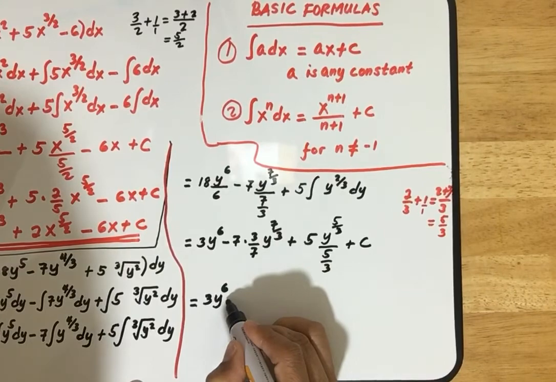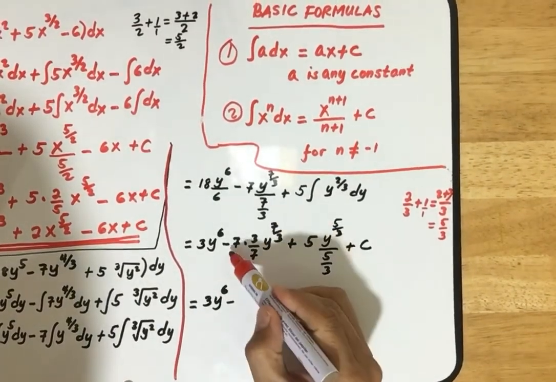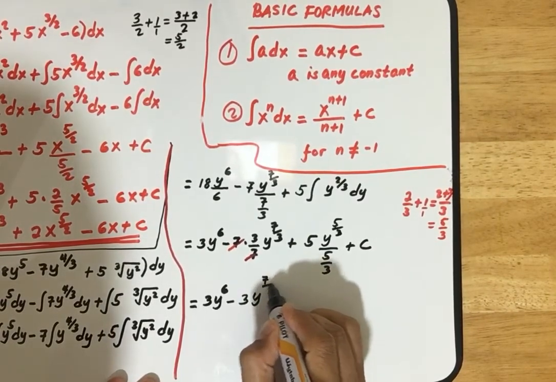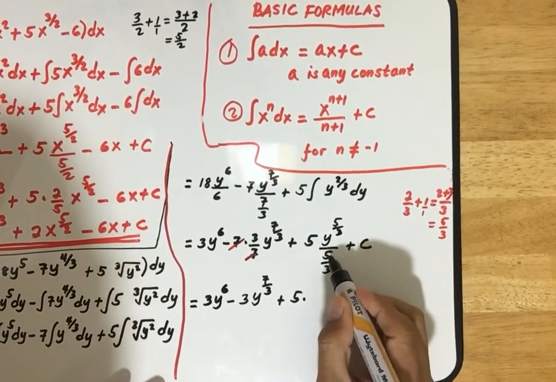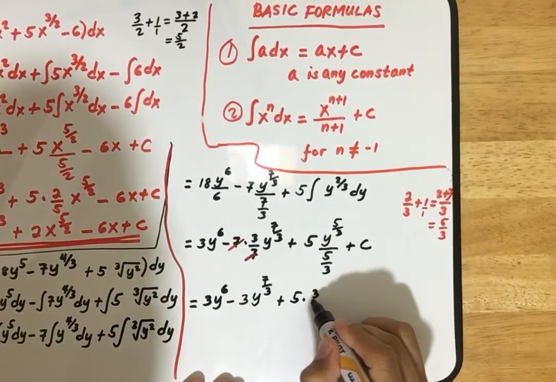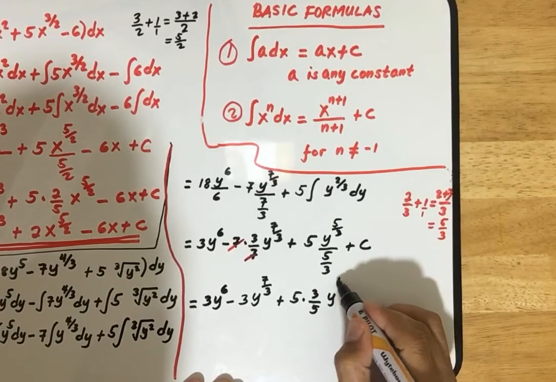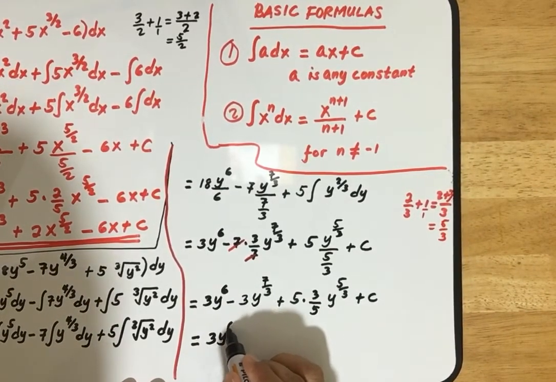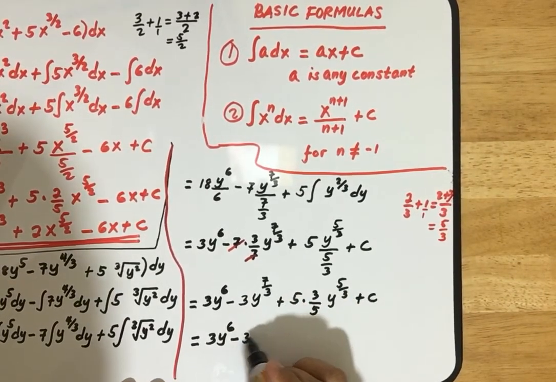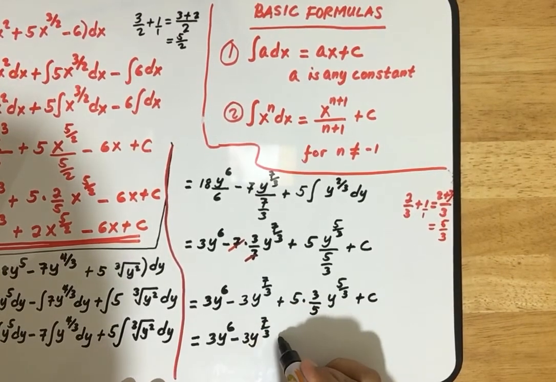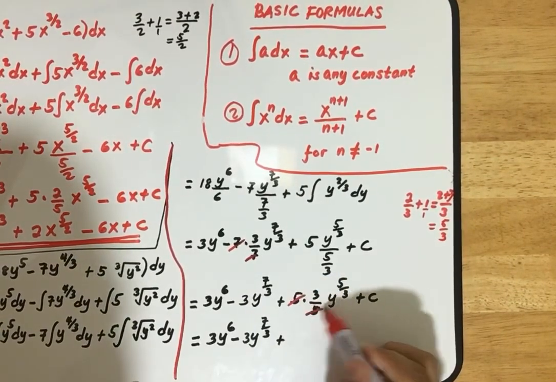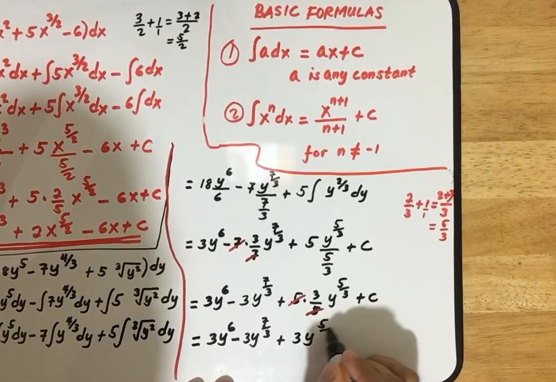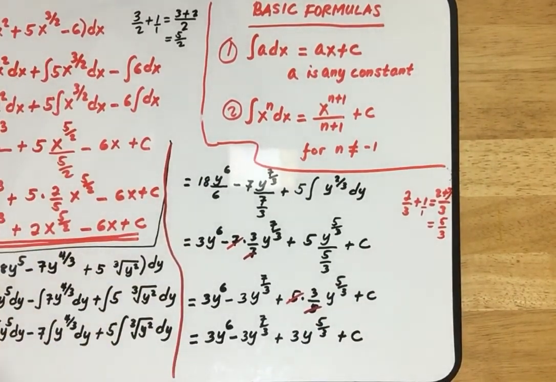So equal to 3y to the power 6 minus, you have 7 at the numerator and 7 at the denominator, so 7 divided by 7 is equal to 1. So what is left is 3, then y to the power 7 over 3, then plus 5 times, the rule is invert the divisor and proceed to multiplication, so this will be 3 over 5 times y to the power 5 over 3, then plus c. Therefore, we have our answer as 3 y to the 6 power minus 3 y to the power 7 over 3, then plus, we have 5 in the numerator and 5 in the denominator, so that is equal to 1. So what is left is 3 y to the power 5 over 3, then plus c. So this is our answer.